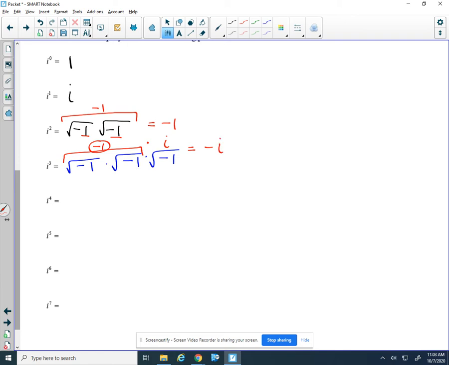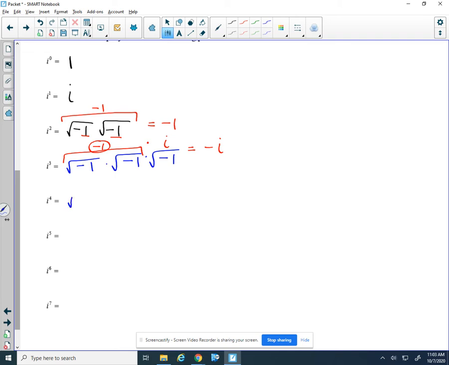Okay? So I actually suggest pausing the video. Basically, you're going to make groupings of 2 to get -1s. If you have a single one by itself at the end, that gives you an i. See if you can figure out what i to the 4th through i to the 7th are. So pause the video, then you can come back.